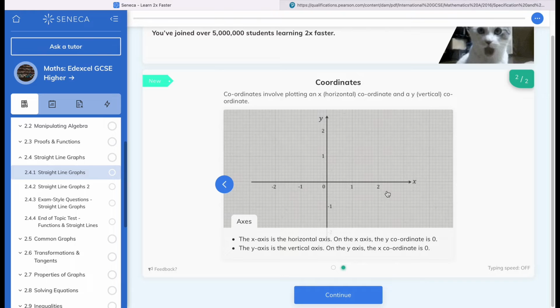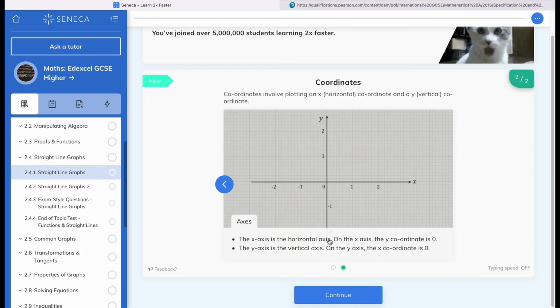As you can see, since it is the x-axis, the y-coordinate is 0, because we're not moving anywhere, we're staying right in the 0 segment of y. And the y-axis is the vertical axis. On the y-axis, the x-coordinate is 0, because if you look throughout the whole way, the x doesn't change. Are we moving anywhere horizontally? No. So the x remains the same.